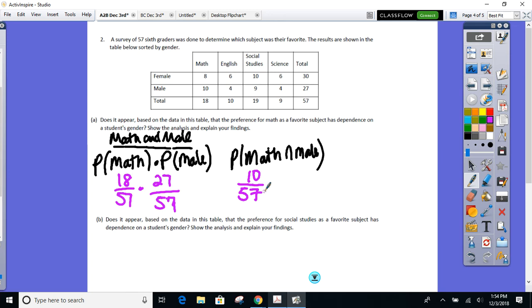Okay, math. Here's my math column. There's 18 total who like math out of 57. Males. There are 27 of them total out of 57, right? And then how many are male and like math? 10 out of the 57. And if they're independent, when I multiply the two separately, it should be equal to the two together.